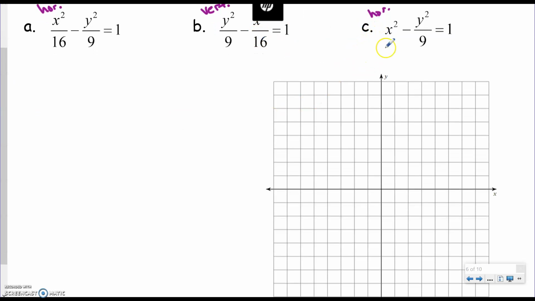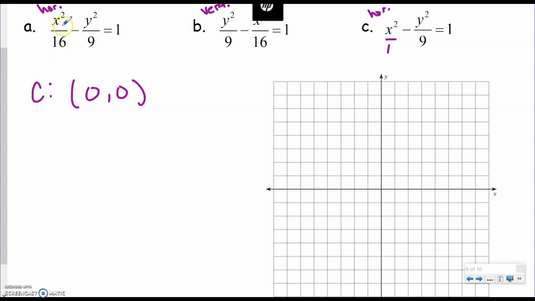B will be very similar. The difference with C is just remember that there's a 1 in the denominator there. So center, there's nothing being added or subtracted with our x's and y's, so that's at 0, 0. Then we are going to go ahead and find our vertices.